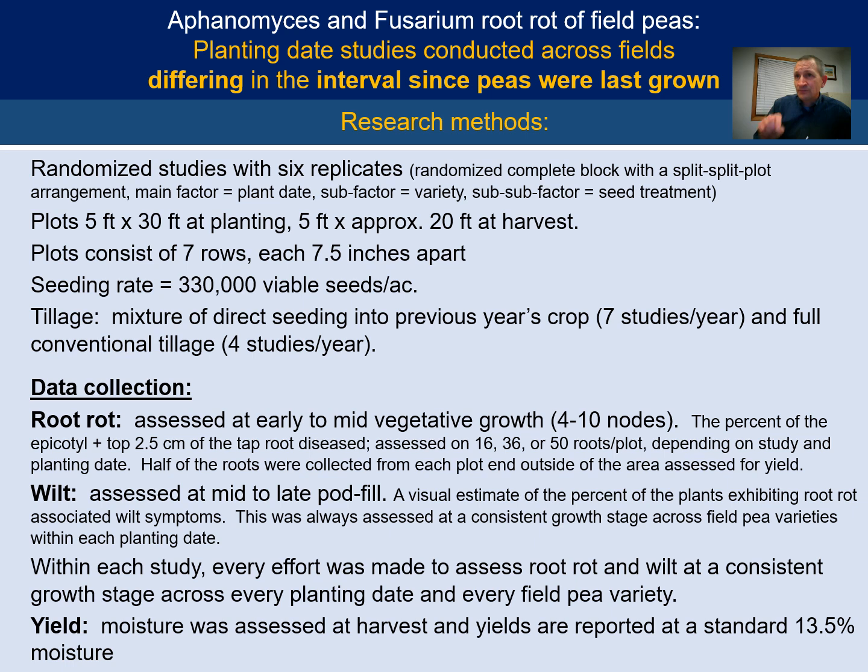And within every planting date, we looked at 2 field pea varieties with or without a fungicide seed treatment. And we always looked at 4 planting dates. Well, all but one study in 2023 where we lost 1 planting date, but otherwise always 4 planting dates. We did everything we could to assess root rot at a consistent growth stage across every variety and every planting date. And assess wilt, so the percent of plants that are wilted due to severe root rot. Assess that wilt at a consistent growth stage across varieties and planting dates in every study.